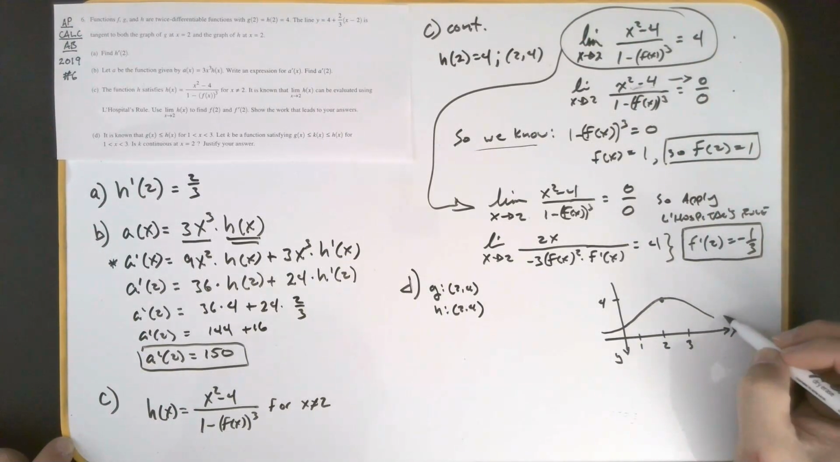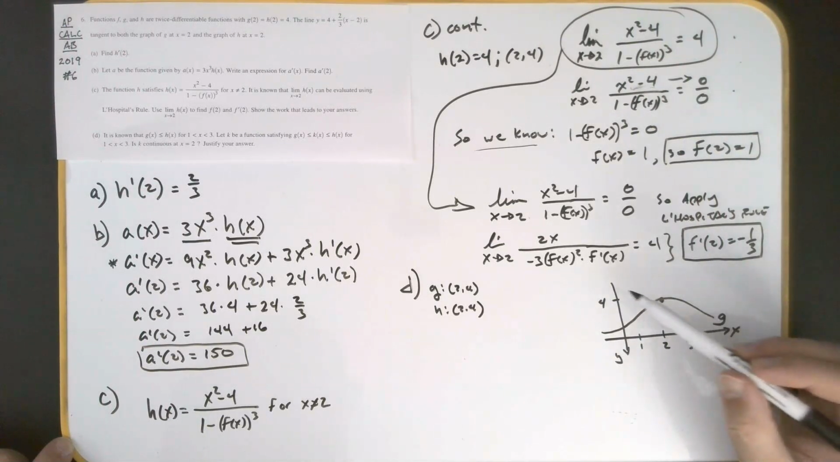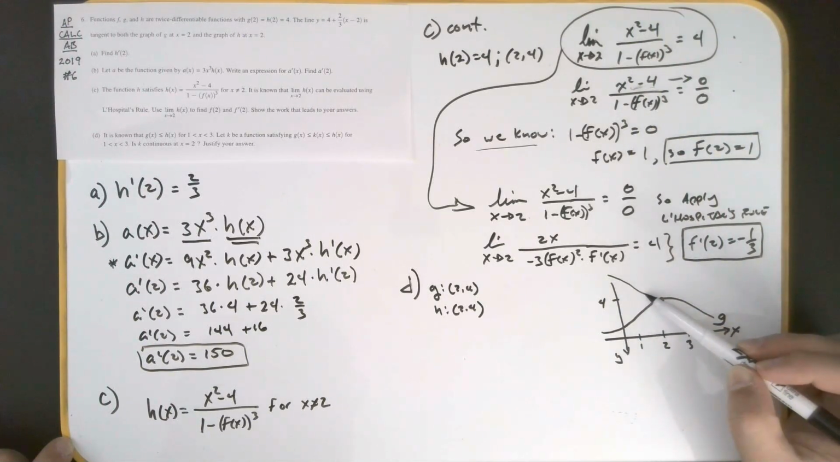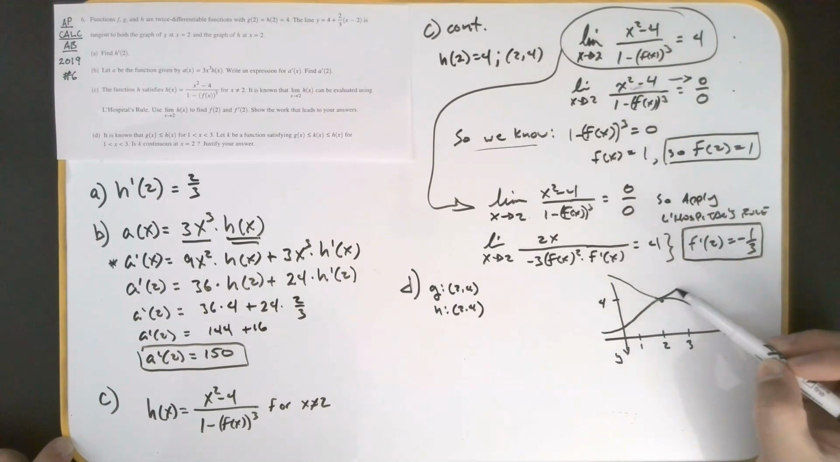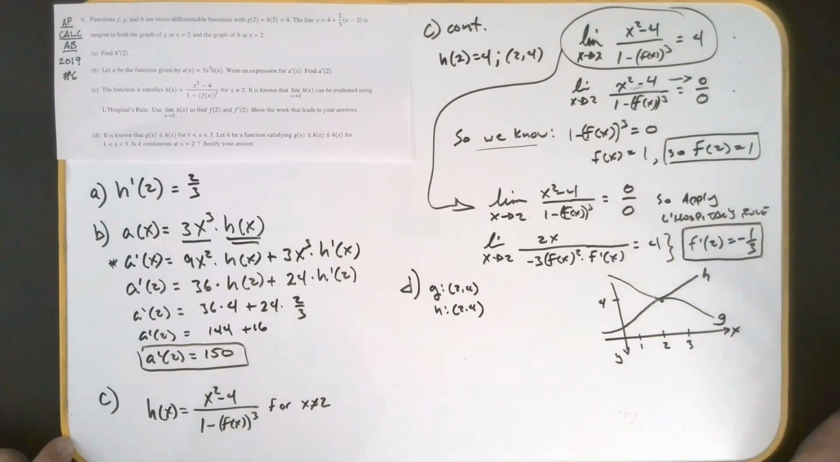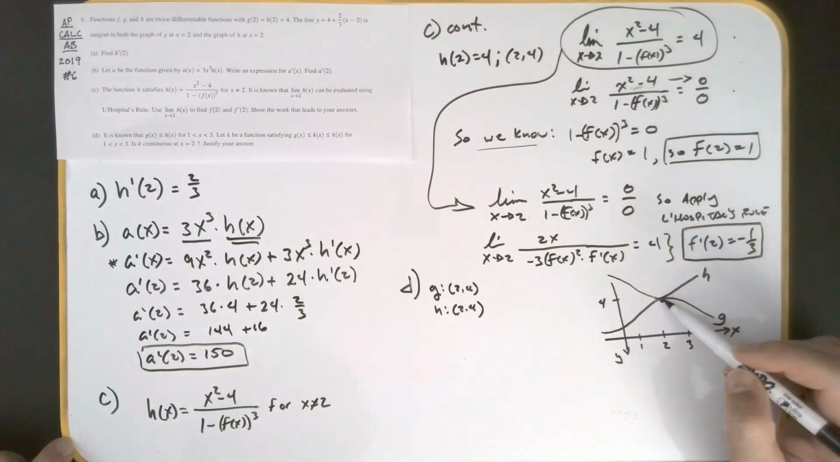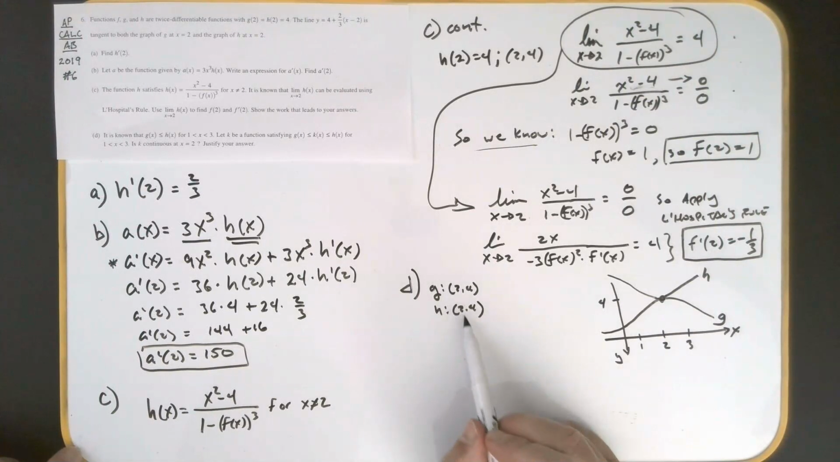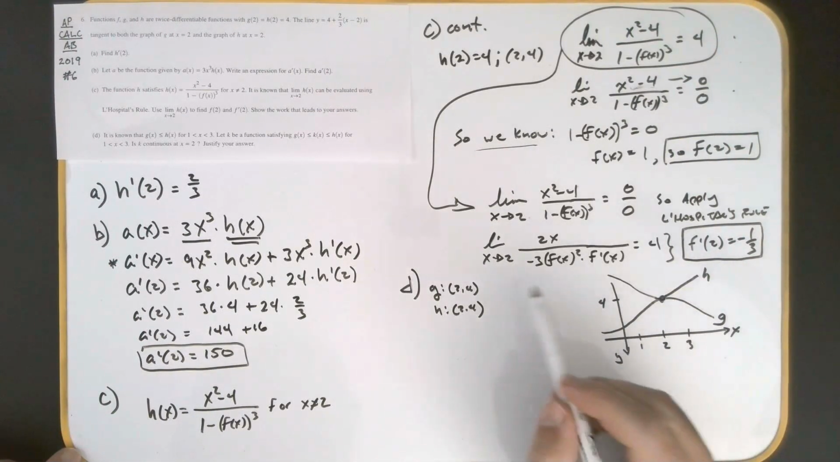And I'm going to call this function g. And I have another function coming down here, and it hits this point right here, and I'm going to call that h. And so maybe this is what it looks like. We have two functions. They both share the point (2, 4).